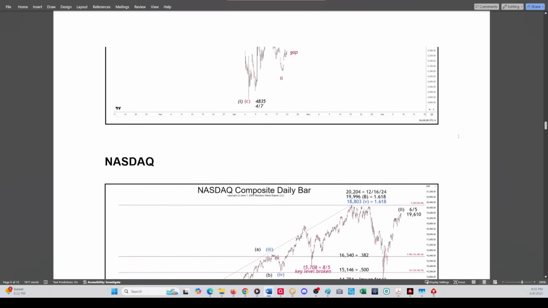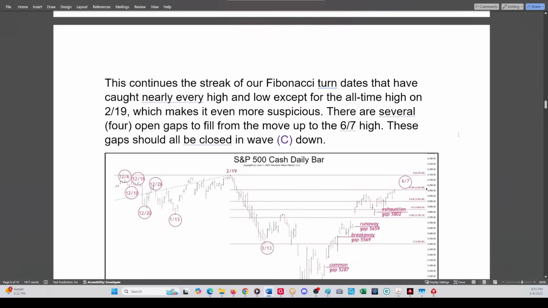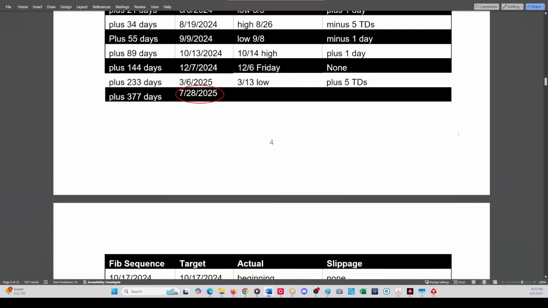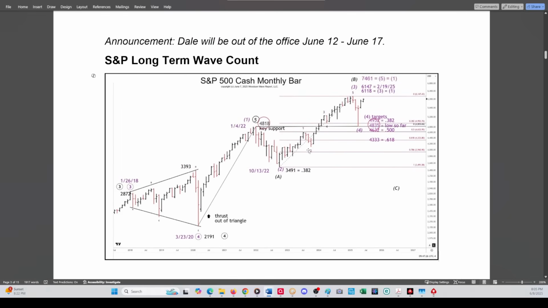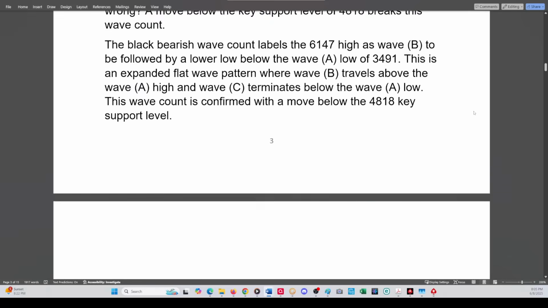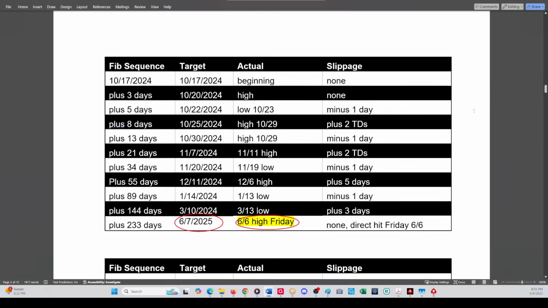Let me get back there. I'll just show you where that key level we had in the S&P held by a few points, but the key level in the NASDAQ did not. There's that key level right there at 48.18, and that low is 48.35. We're calling that a wave 4. So there's a little divergence going on here.